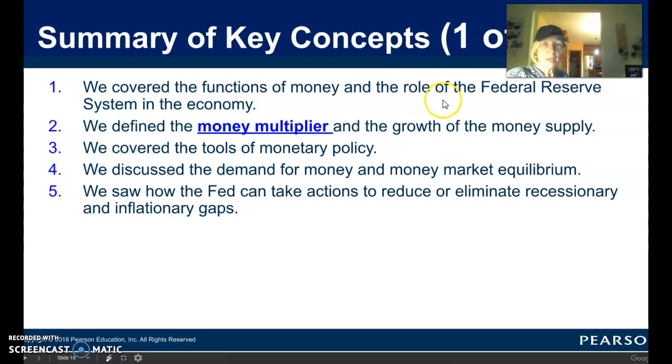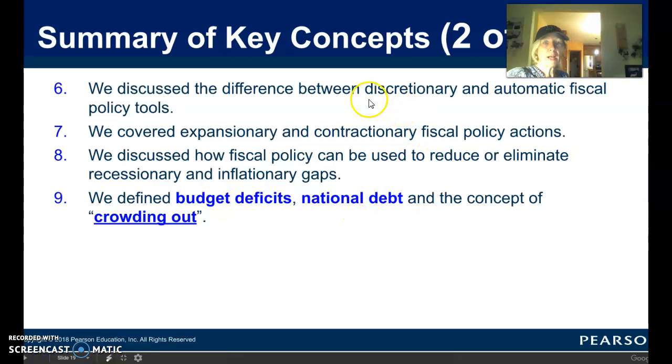Okay, so the concepts covered, I think there's a few here. The function of money and the role of the Federal Reserve. We didn't talk about the money multiplier. The tools of monetary policy. We talked about the demand for money, money market equilibrium. We saw how the Fed, which is the Federal Reserve, can take actions to reduce or eliminate recessionary and inflationary gaps. And we talked about the difference between discretionary and automatic fiscal policy tools, talked about expansionary and contractionary fiscal policy, discussed how fiscal policy can be used to reduce or eliminate recessionary and inflationary gaps, defined budget deficits and national debt, and the concept of crowding out.